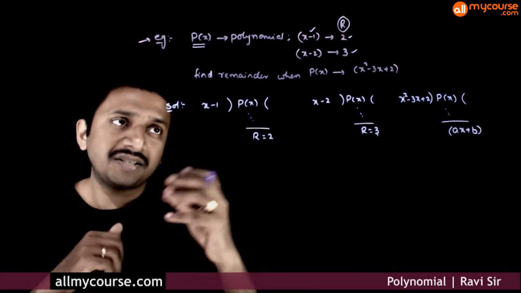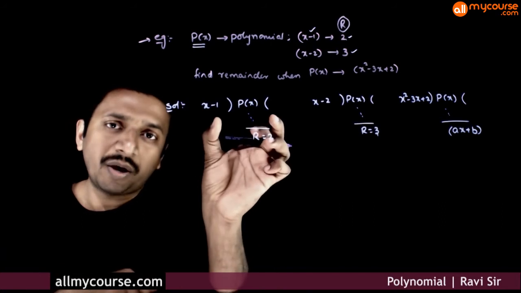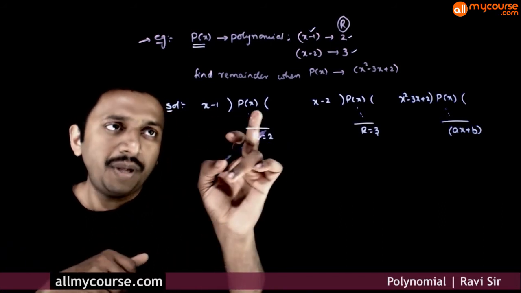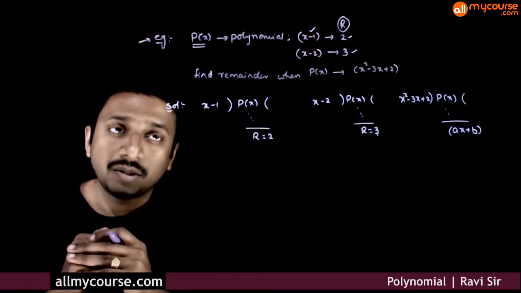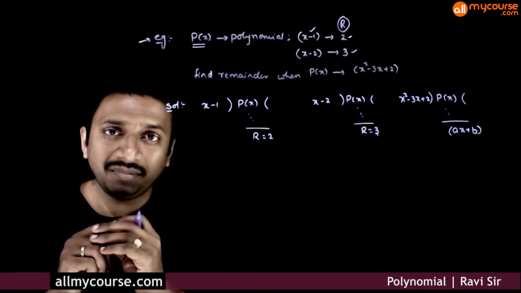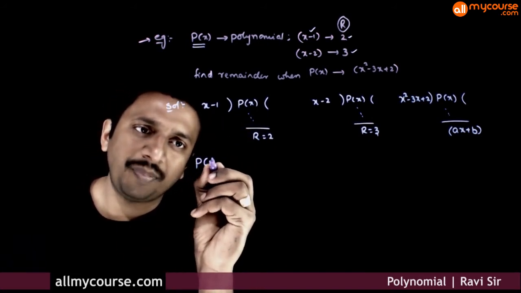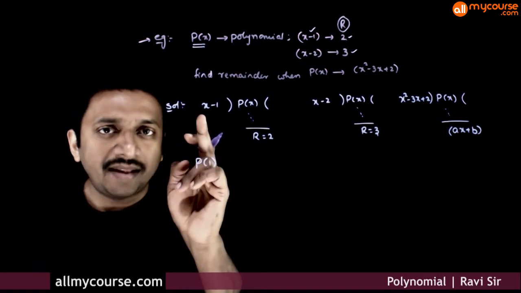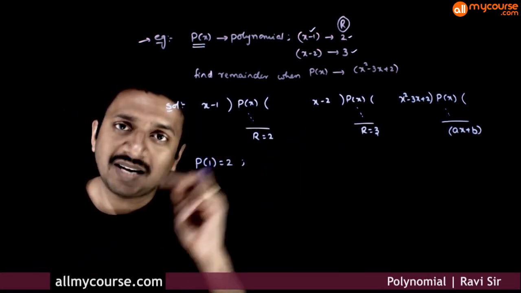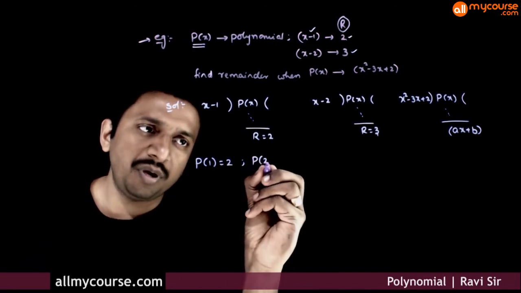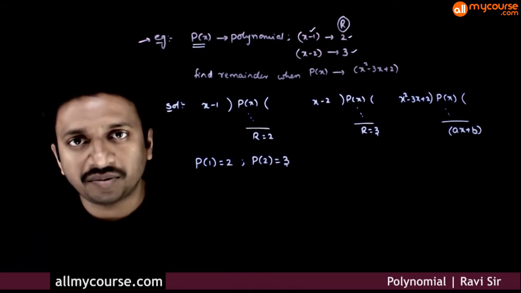Now, let us try to create some equations to find ax plus b. According to the first condition, p of x when divided by x minus 1, the remainder is equal to 2. So, what is the remainder using the remainder theorem? When p of x is divided by x minus 1, the remainder is p of 1, right? And this is given as 2. And from the second condition, the remainder, which is p of 2, is given as 3. These are the two pieces of information now.